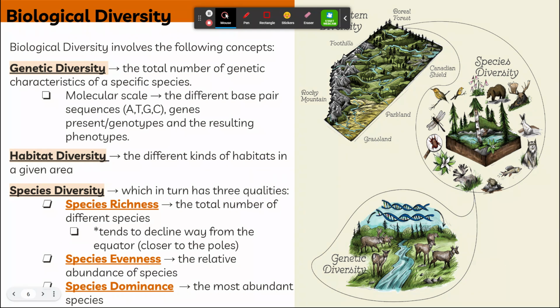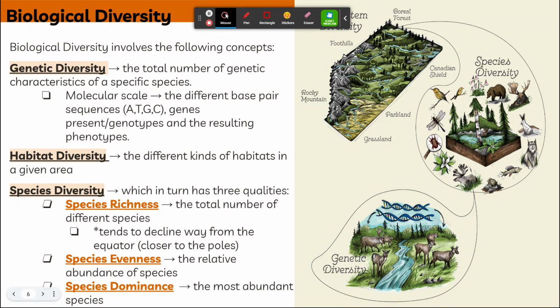So this is going to be the different types of genotypes that are present in one population versus another population, as well as the resulting phenotypes. This is going to be the molecular scale, so the different base pair sequences. This is throwing back a little bit to biology. If you remember, DNA is present in all living things. All living things have DNA. The DNA base pairs are made up of four different nucleotides: adenine, thymine, guanine, and cytosine. And it's the arrangement of these letters that makes all individuals unique.